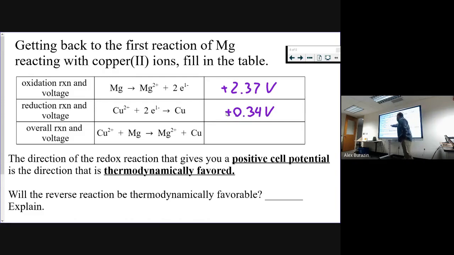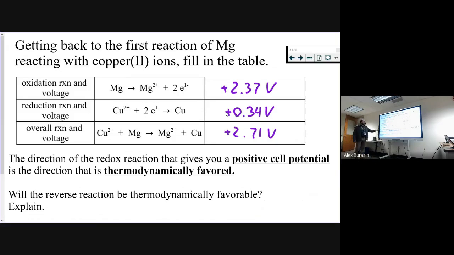Anyway, so here's the overall process. Here's the oxidation potential. Here's the reduction potential. What's the overall potential? You just had them. How exciting. And that's it.